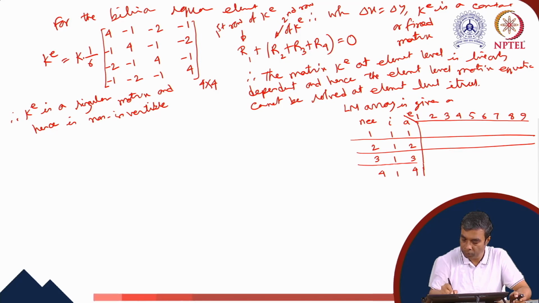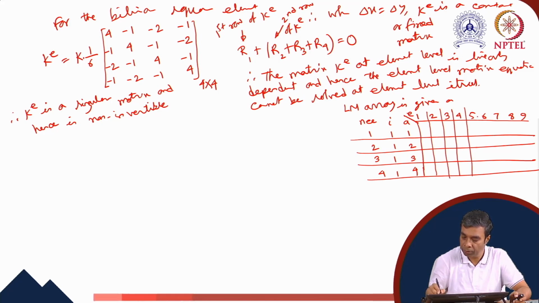Here we make the boxes for the LM array for the first element, second element, third element, fourth element, fifth element, sixth element, seventh element, eighth element, and the ninth element. So this was our mesh. In this case, we had equation numbers at the interior nodes as 1, 2, 3, and 4. At the boundaries, these equation numbers are all 0.